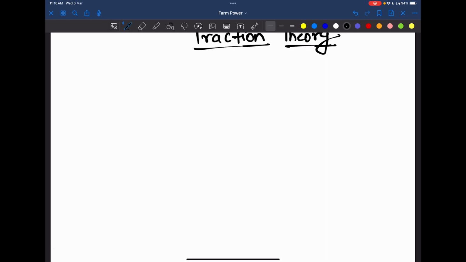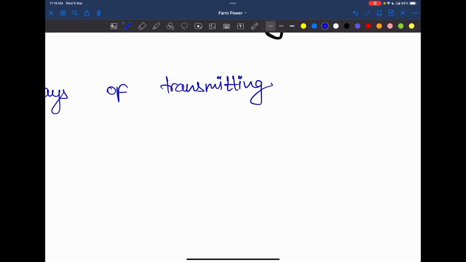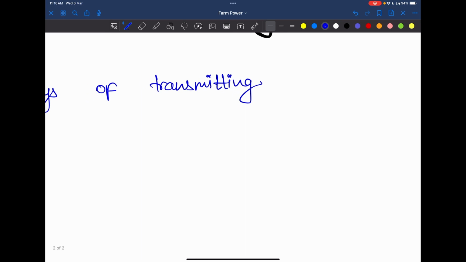There are three principal ways of transmitting tractor engine power into useful work.